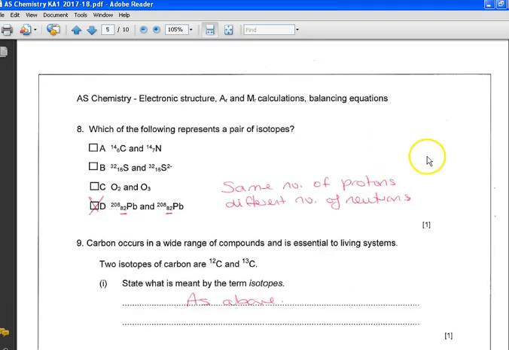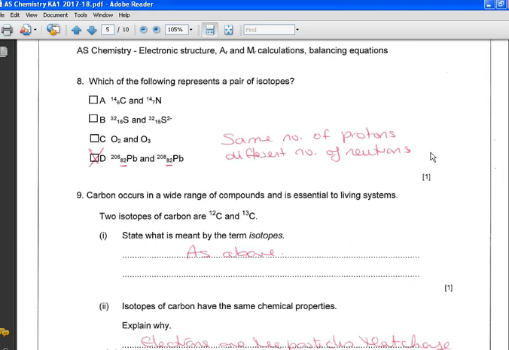Okay, question 8. Pair of isotopes is really recognising the definition of an isotope. Lead has 82 protons, different numbers of neutrons if it's an isotope. So none of these represent isotopes because in the sulfur here, you've got a sulfur ion with the same number of neutrons, and again here we've got carbon and nitrogen. They're obviously not isotopes, they have to be the same element.